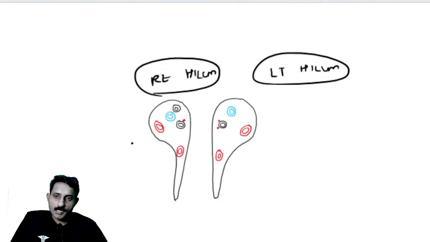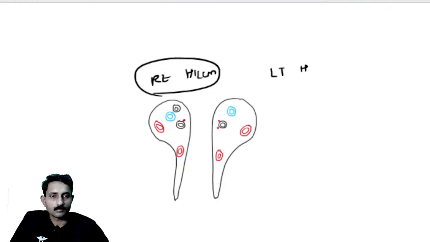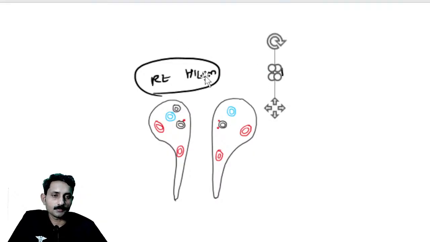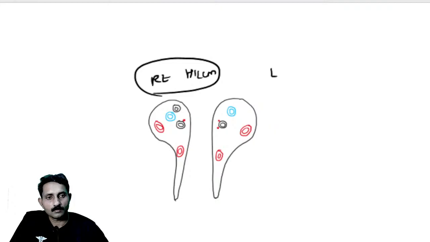Now, what are the structures that will be passing in the right hilum and what are the structures which will be passing on the left hilum? The right hilum, so you have understood what is right hilum and left root of lung. So right hilum means the structures which are going into the right hilum. What are the structures that will go into this?